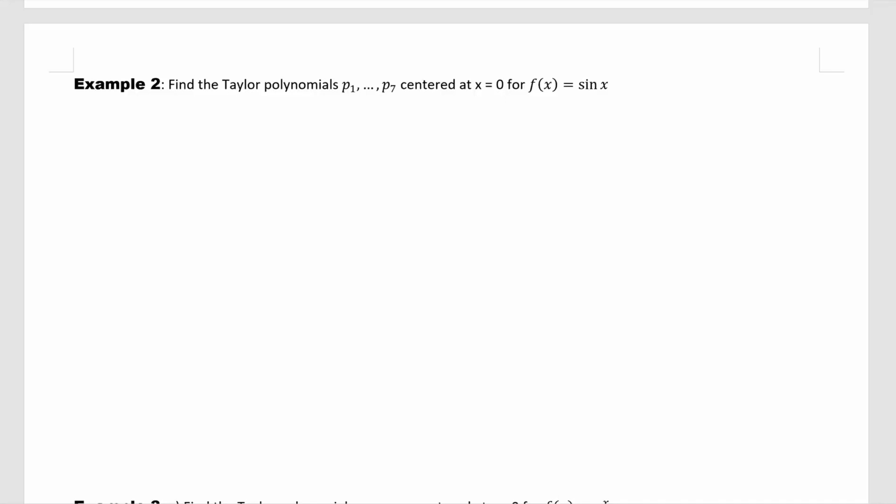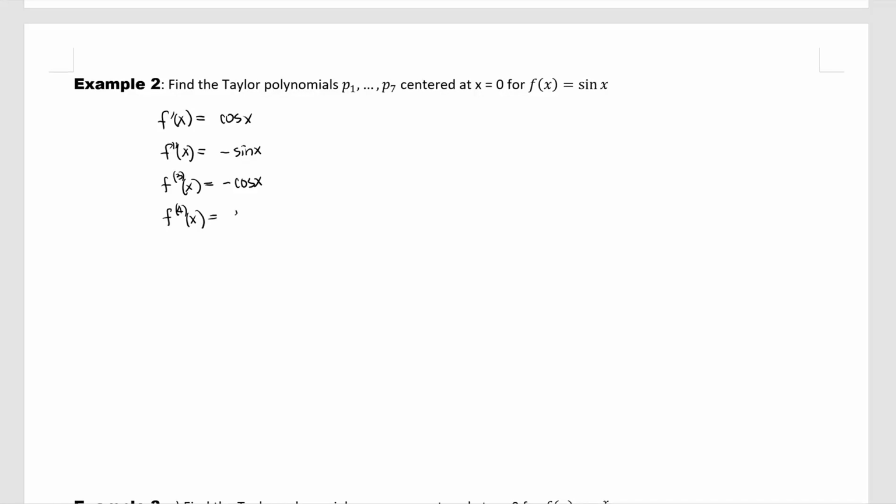Alright, so we start with the first derivative. The derivative of sine x is cosine x. How about the second derivative? Well, the second derivative is the derivative of cosine x, so minus sine x. And then the third derivative, the derivative of minus sine, is negative cosine x. And the fourth one, the derivative of negative cosine, is sine.